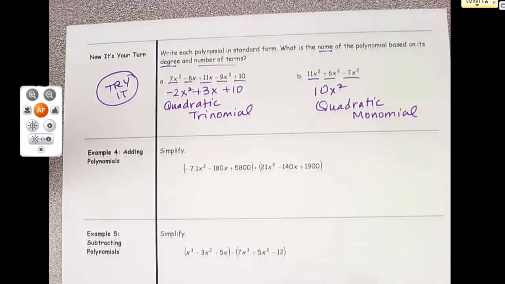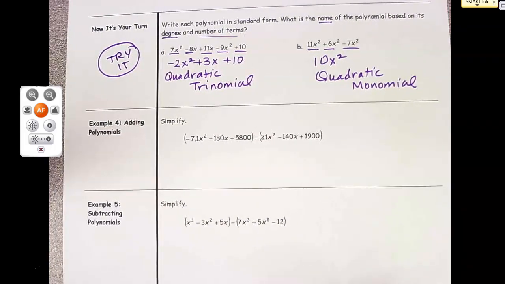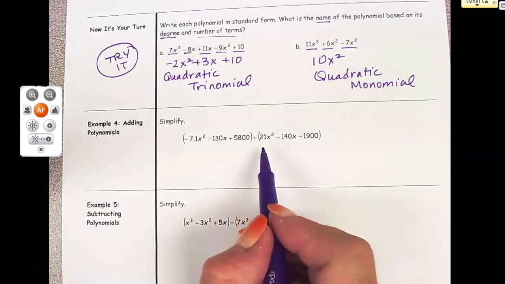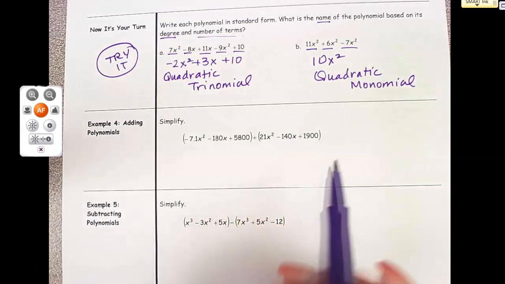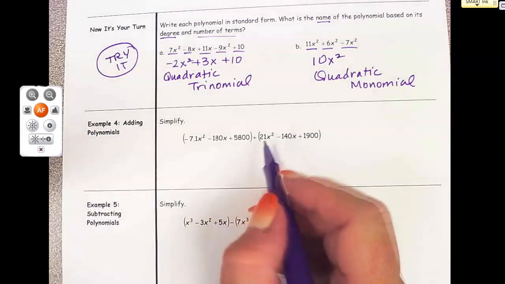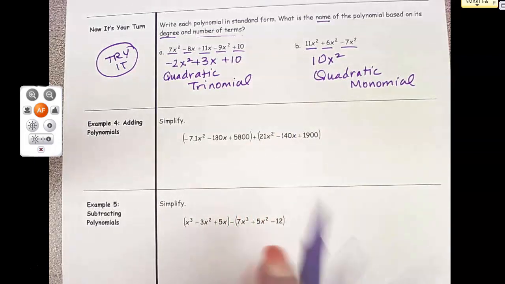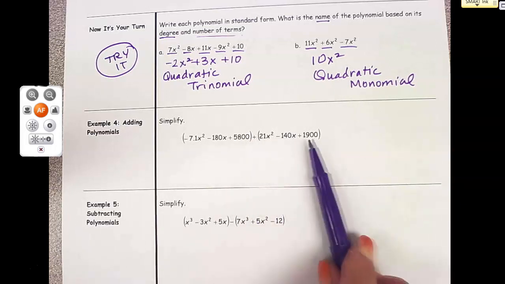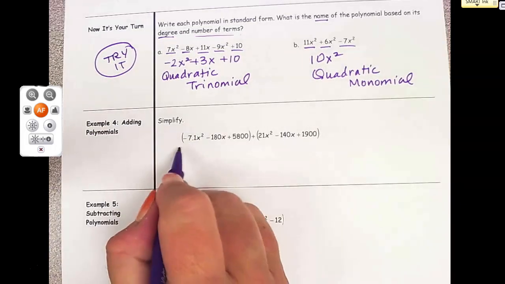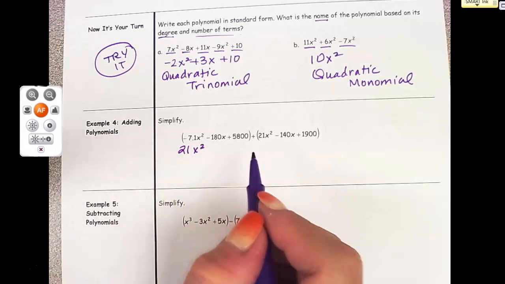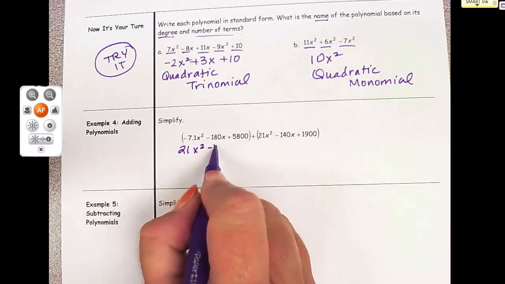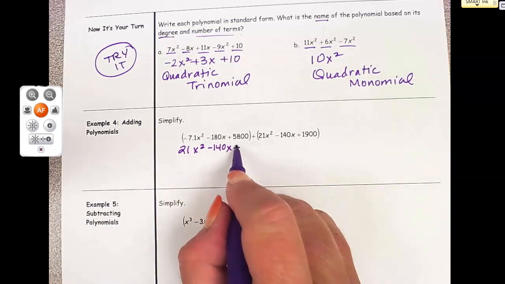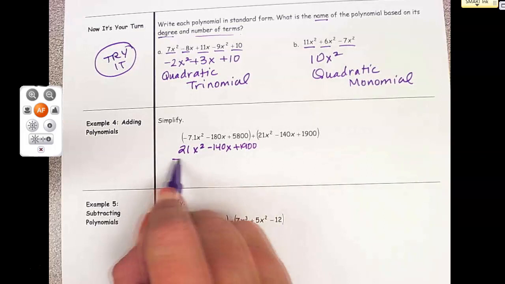Now when we add and subtract polynomials, we're going to start out with adding. We want to add our like terms together. So what I like to do is to line mine up. I'm going to put my x squared, so here I have a plus 21x squared plus negative 140x plus 1900. So I'm going to line up my like terms. And then I'm going to combine them.